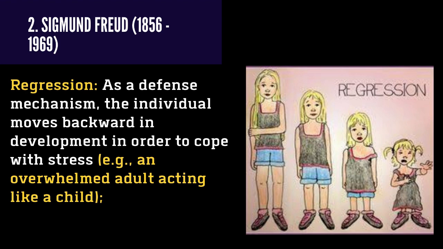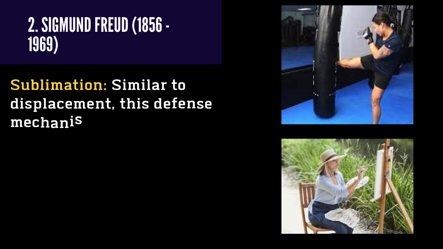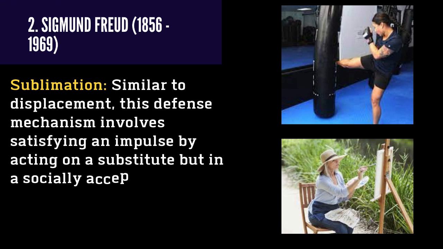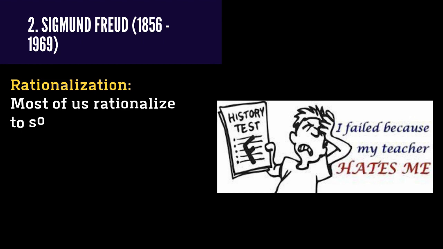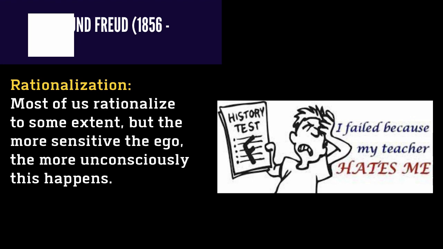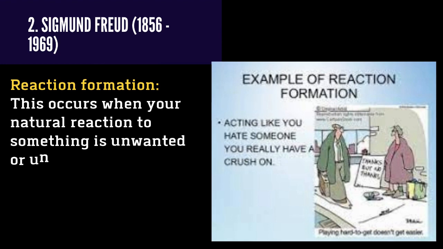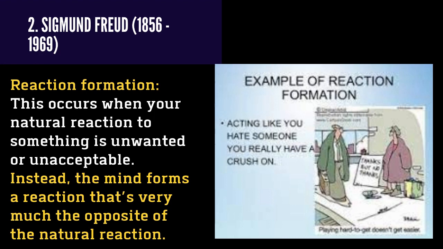Sublimation. Similar to displacement, this defense mechanism involves satisfying an impulse by acting on a substitute but in a socially acceptable way, for example, channeling energy into work or a constructive hobby. Rationalization. Most of us rationalize to some extent, but the more sensitive the ego, the more unconsciously this happens. Reaction formation. This occurs when your natural reaction to something is unwanted or unacceptable. Instead, the mind forms a reaction that's very much the opposite of the natural reaction.